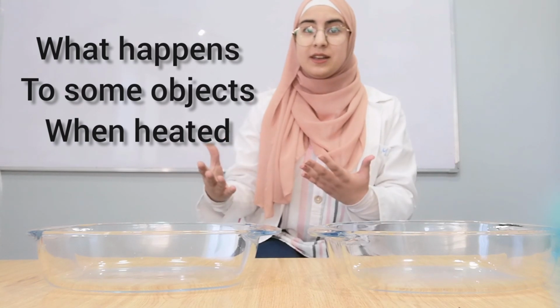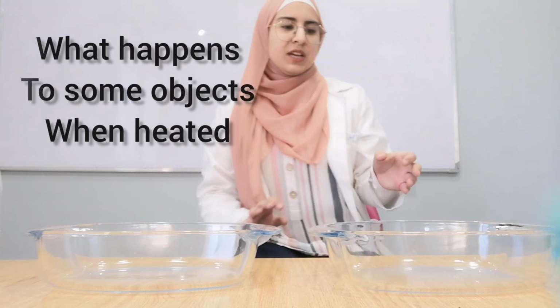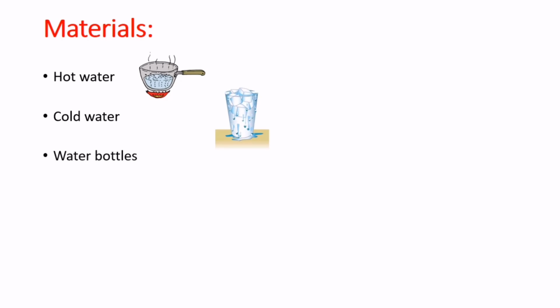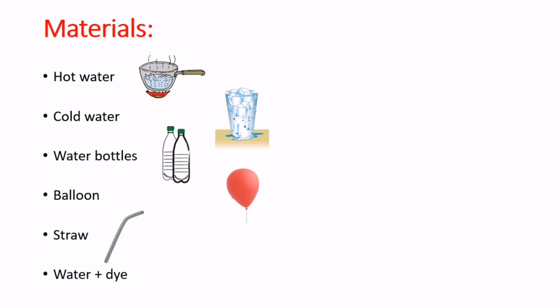Here, this is an empty bottle. It's filled with gas. And we also learned about heat and the sources of heat. So today we will talk about what happens to these matters when heated. The materials that we will need for our science experiment are hot water, cold water, water bottles, a balloon, a straw, and some water and dye to color it.